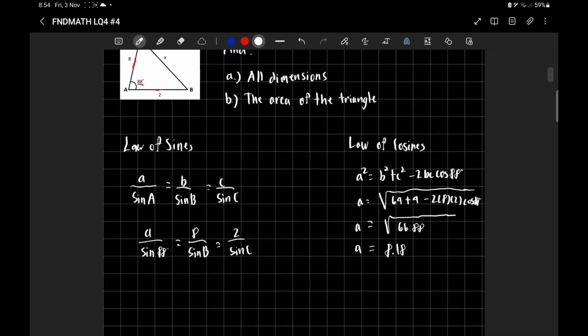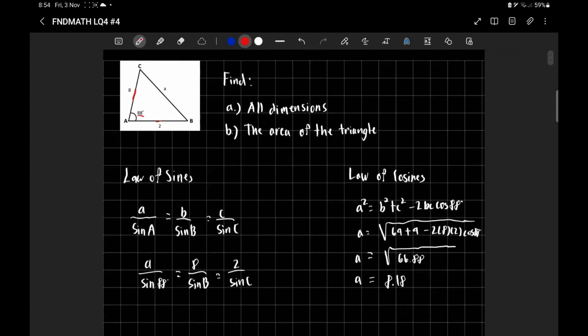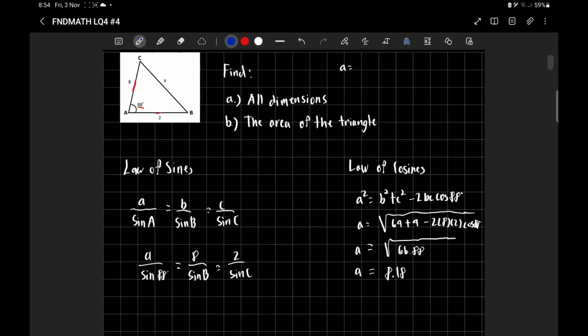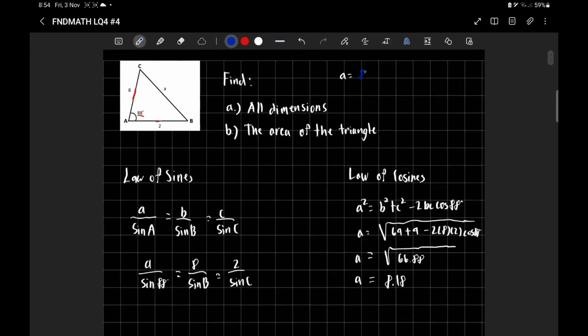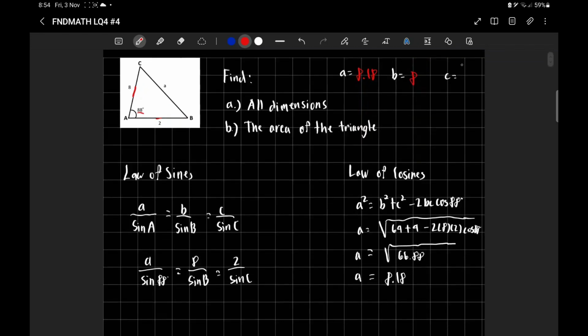So now that we have our side, let's just try to write that so that we don't get confused later. a is just equal to 8.18. Oh, sorry, it's a bit blurred color. B and C, let's get finer. So b is just equal to 8, right? And c is equal to 2.